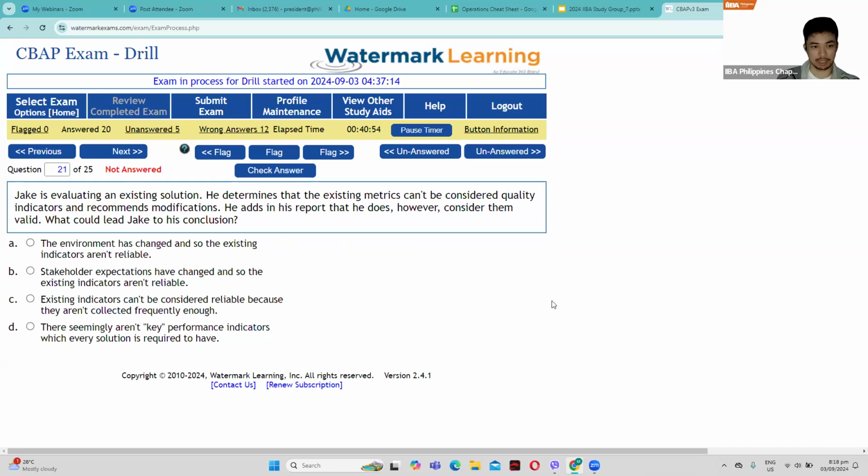A, the environment has changed and so the existing indicators aren't reliable. B, stakeholder expectations have changed and so the existing indicators aren't reliable. C, existing indicators can't be considered reliable because they aren't collected frequently enough. D, there seemingly aren't key performance indicators which every solution is required to have. So they're not quality, but they're valid.